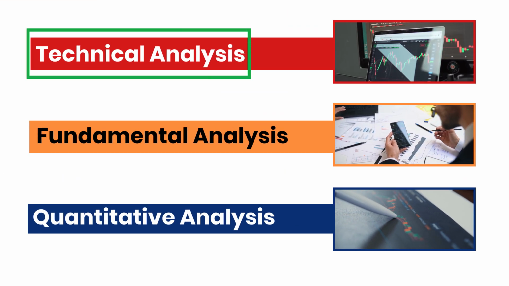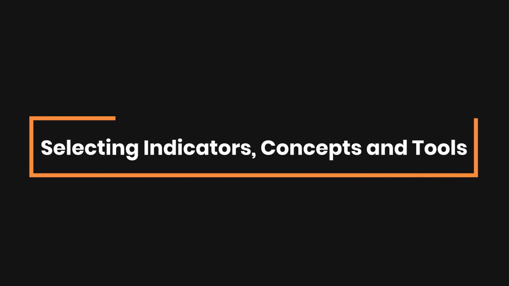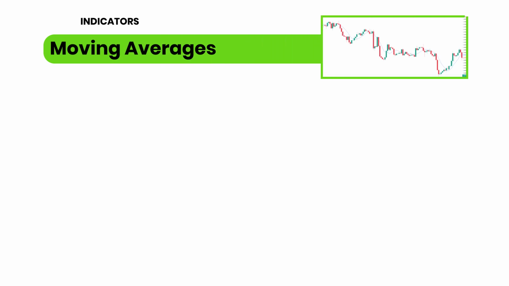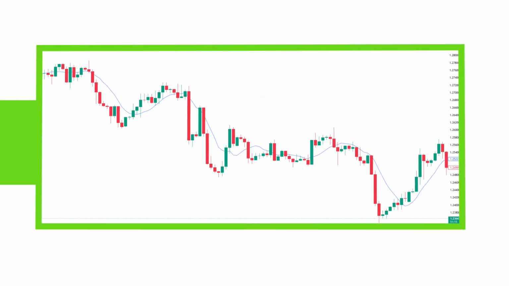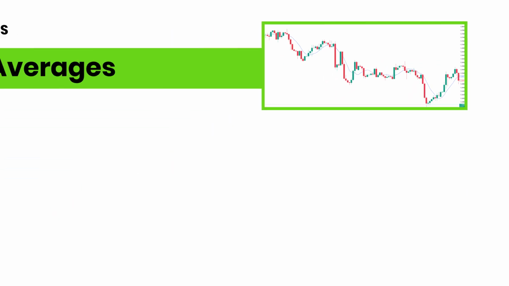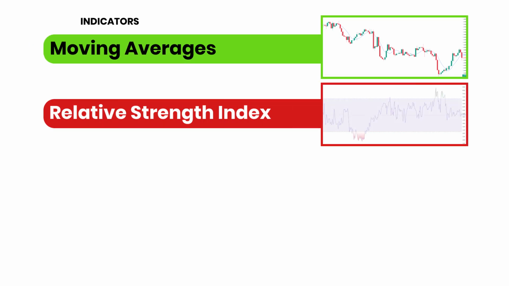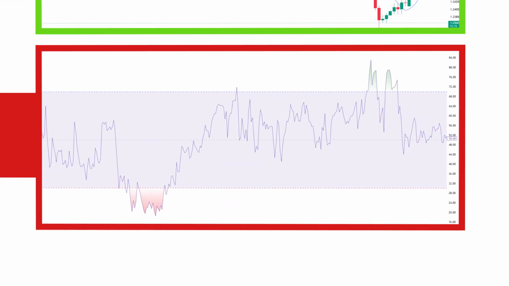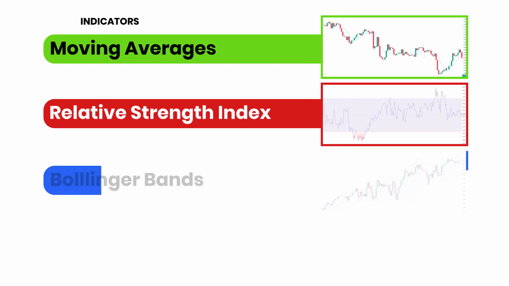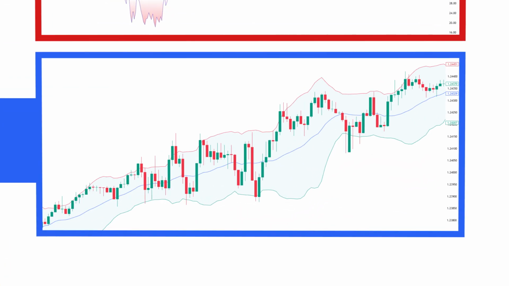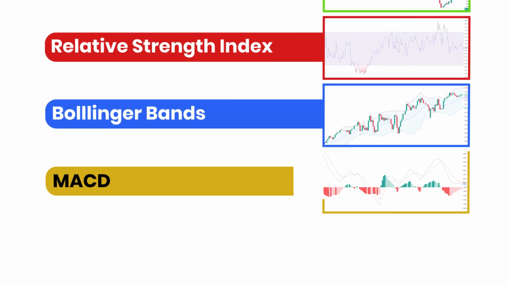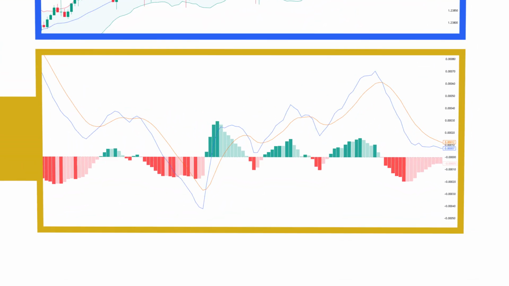After that, we move to our fourth section. Selecting indicators, concepts, and tools. So for technical analysis, you need to select a set of indicators that align with your strategy. Some commonly used indicators include moving averages, like the SMA and EMA, which are trend-following indicators that help smooth price data. Then we have the Relative Strength Index, RSI, which is a momentum oscillator that measures overbought or oversold conditions. Then the Bollinger Bands, which is an indicator that shows volatility and potential price extremes. And the MACD, a trend-following momentum indicator showing the relationship between two moving averages, and many others.